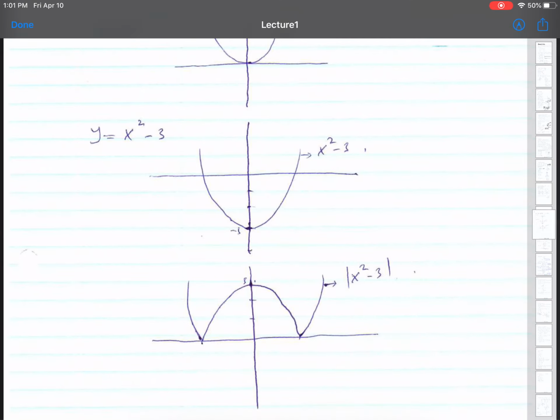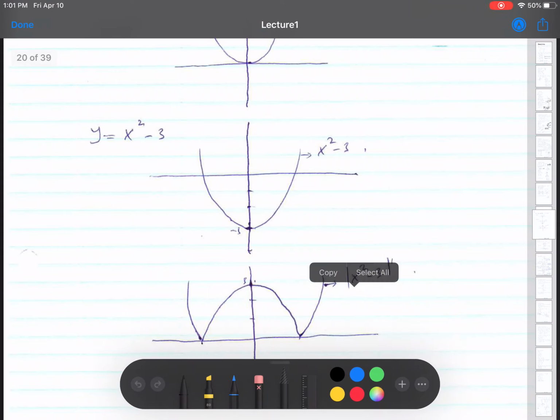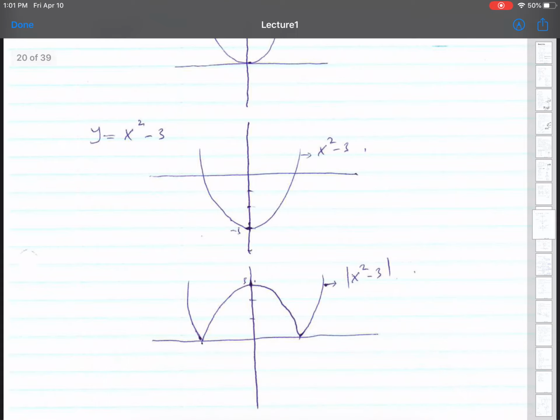And then we have absolute value of y equal to x squared minus 3, but when you have an absolute value we cannot have any negative value. That's why whatever was in the negative portion of the graph has reflected into the x-axis, and this is how the graph looks. So the y-intercept has changed from -3 to +3.